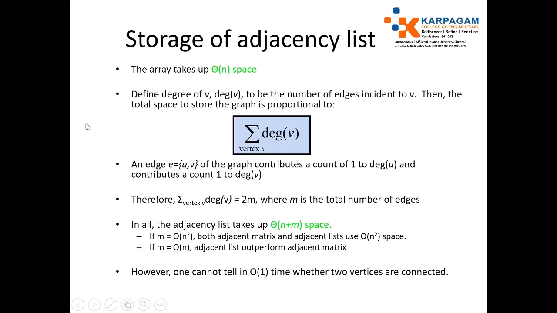Storage of the adjacency list: the array of linked lists takes order of one space. And we have further definitions. Define degree of V. Degree of V is the number of edges incident to V. Then the total space to store the graph is proportional to the degree of V. Degree of a particular vertex is the number of edges that are incident to V.